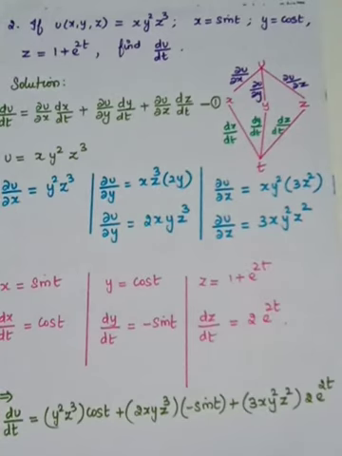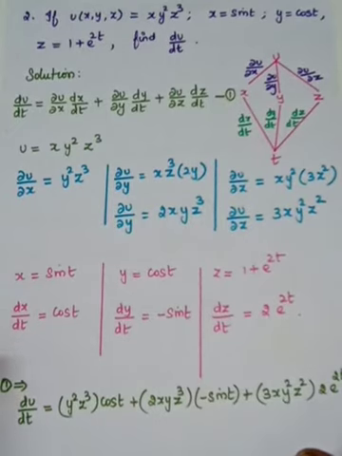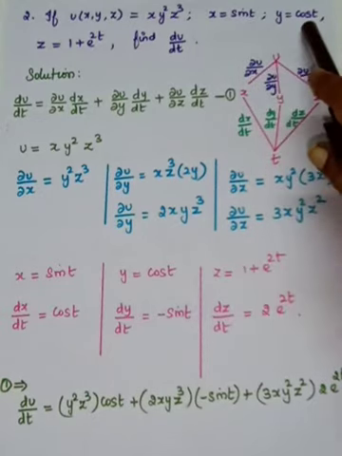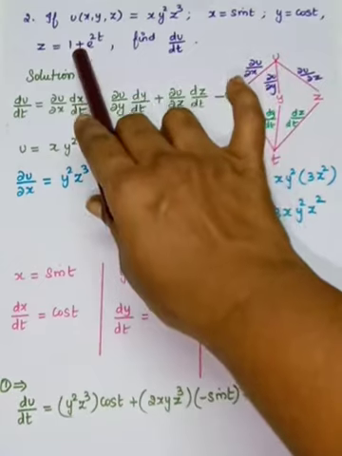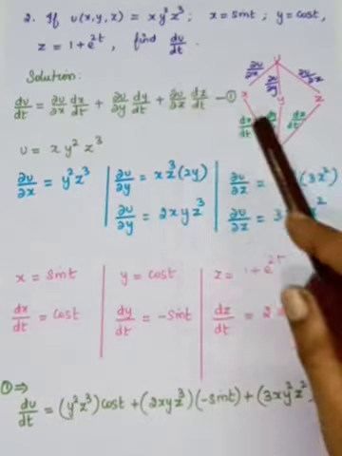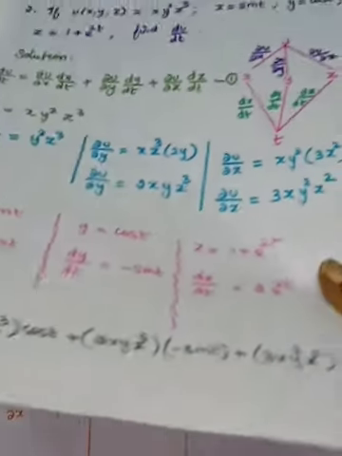Come to the problem number 2. Okay, if u is equal to u of x comma y comma z. So here 3 independent variables are involved. It is given. x is a function of t and y is also a function of t and z is also a function of the single variable t. Find du by dt. First draw the diagram. It is very useful for writing the formula correctly.